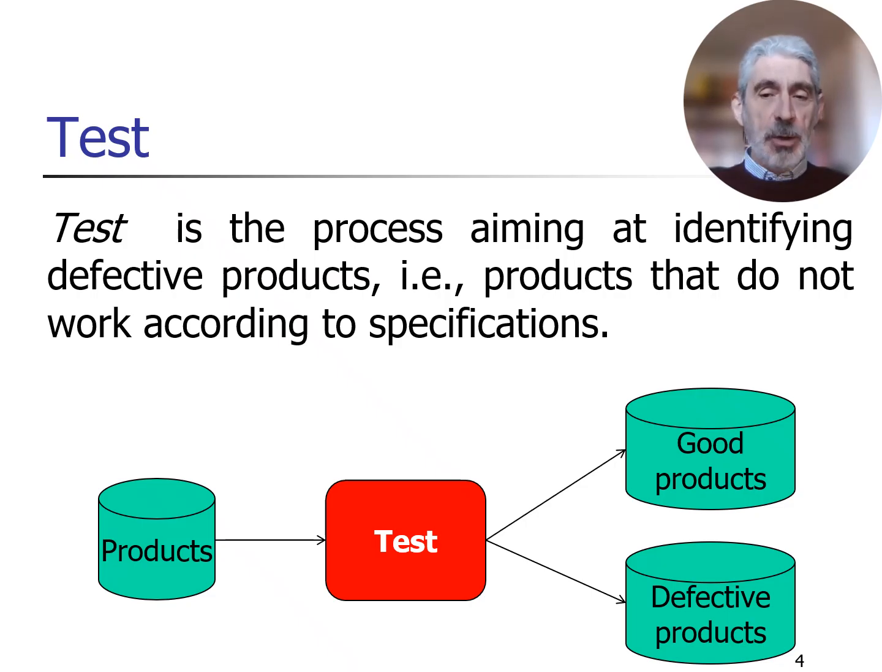So the output of a test is binary. Either the specific integrated circuit is placed in the bin of good products that will go to the customer, or it will go into the bin of defective products that will probably be discarded.